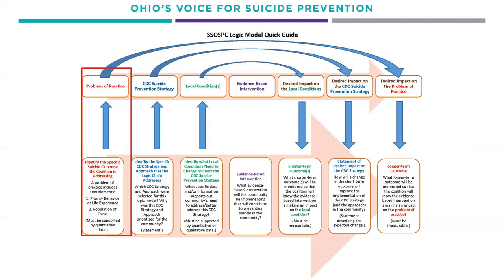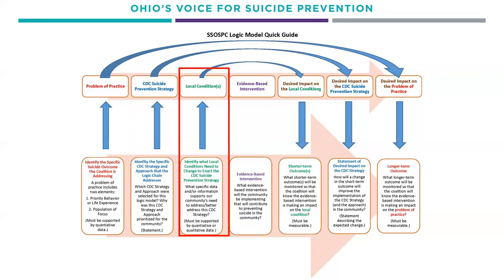So we start broadly with our problem of practice. Then we ask ourselves, why do we have this problem here? And that leads us to identify a CDC strategy. The strategy is a really good starting point, but to know what to actually implement in the community, we need to think deeper. So then we ask ourselves, what about this CDC strategy should we be addressing in our community? That leads us to using our data to identify a CDC approach.